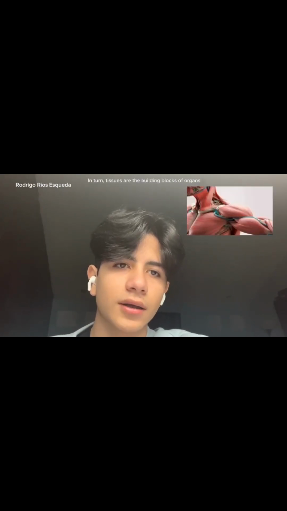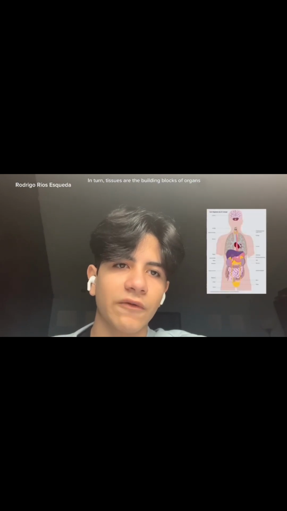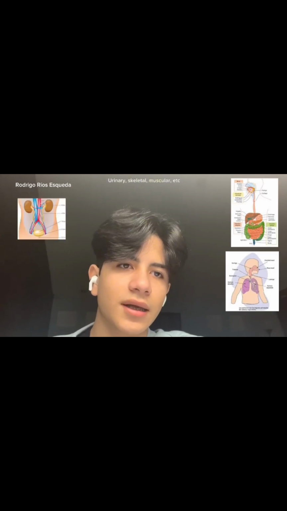A group of tens of billions of cells with similar functions and structures performing a particular task is known as a tissue. In turn, tissues are the building blocks of organs, which are complex structures with specific and concrete functions. A group of organs comprises a system, such as the digestive, respiratory, urinary, skeletal, muscular, etc.